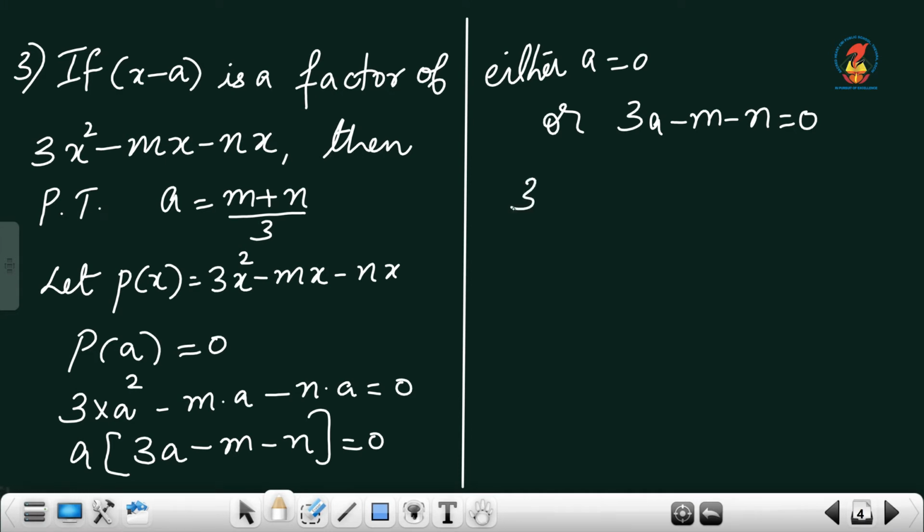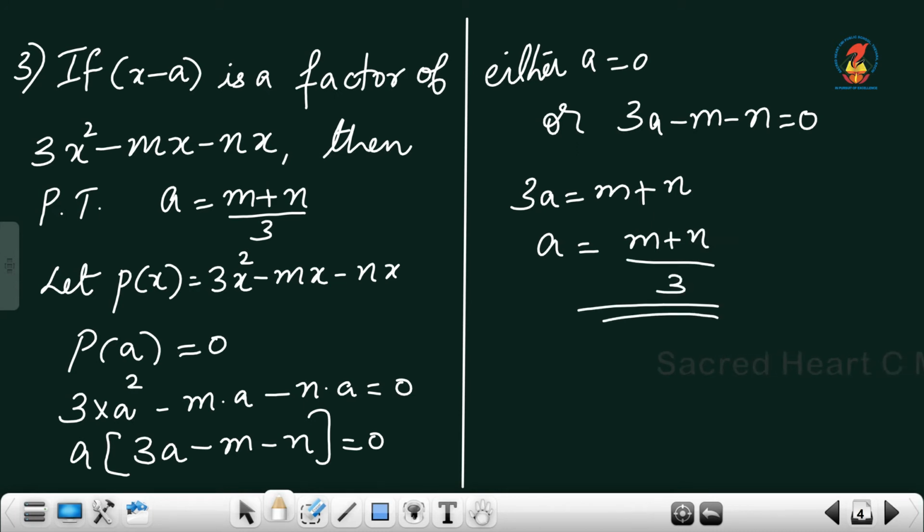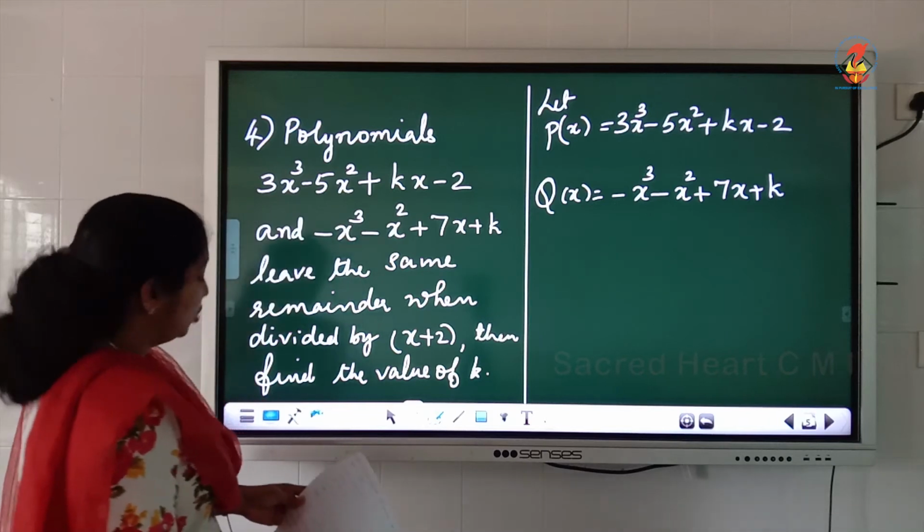We have to take this: 3a is equal to m plus n. So a is equal to (m plus n) divided by 3. This is the required answer. Then fourth question.